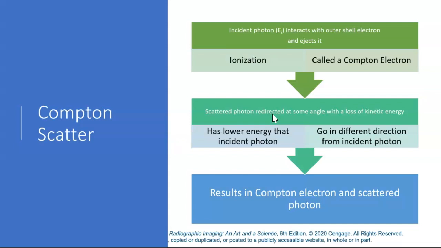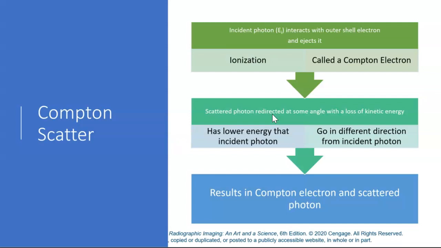With Compton, the incident photon interacts with an outer shell electron and ejects it. When it's ejected, it's called ionization. And that ejected electron is called a Compton electron. Okay, so when we talked about photoelectric effect or absorption, it was a photoelectron. Now we're dealing with a Compton electron, the electron that's been thrown out. The photon is scattered, redirected at some angle with loss of kinetic energy.